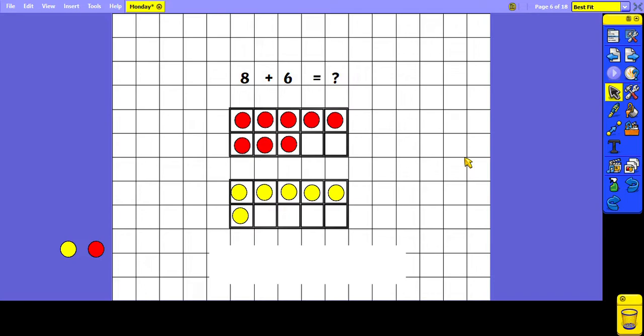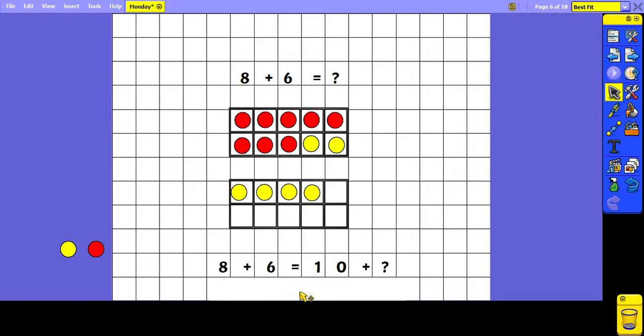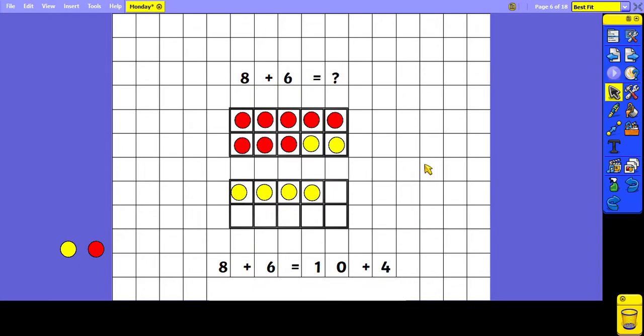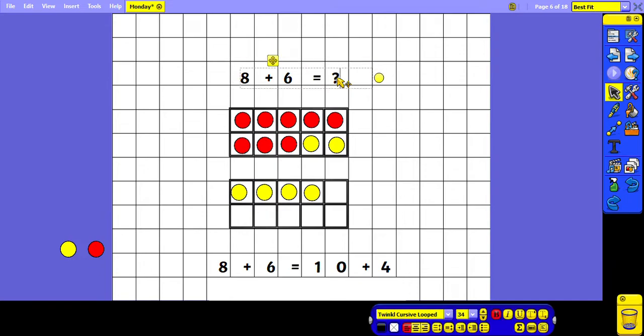Got another example now. This time we're doing 8 add 6. Again, we're going to begin by making 10. We've now got 10 here and 4 here. 8 add 6 is the same as doing 10 add 4. I know that 10 add 4 is 14, so 8 add 6 is also 14.